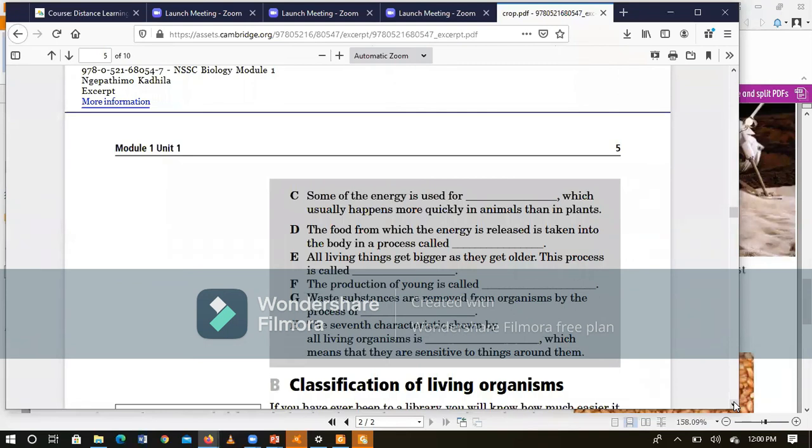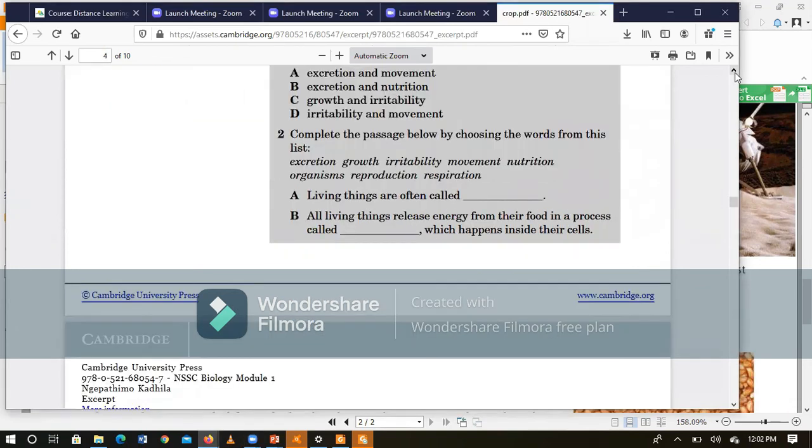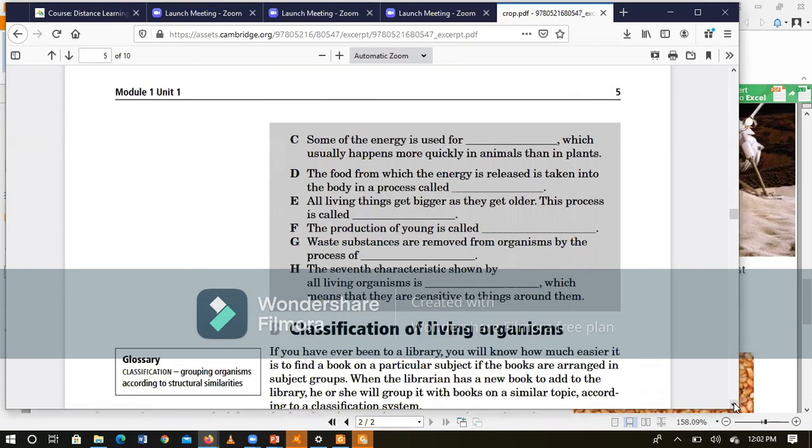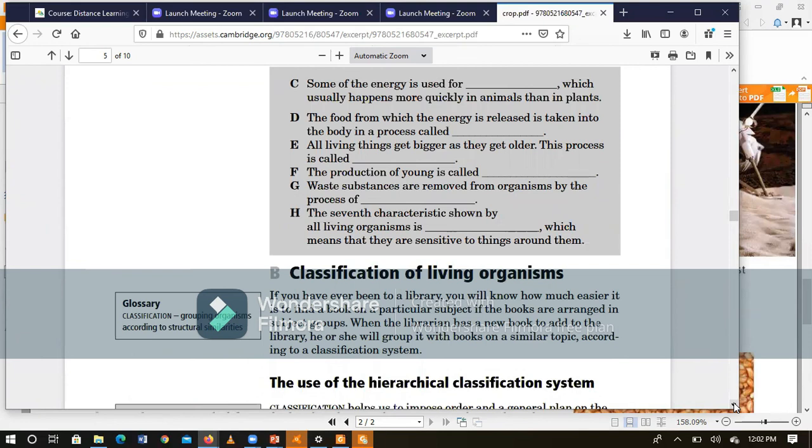Rowan, we are at you now. You're doing parts E to H. The answer for E is growth. Yes, part E is growth. Well done. And then part F. Let me know if you want me to scroll upwards to where the answers are. Please scroll upwards, sir. Reproduction, sir. That's true, it's reproduction. And then part G: excretion. Yes, it is excretion. And then H: sensitivity. Yes, it's sensitivity. Well done.